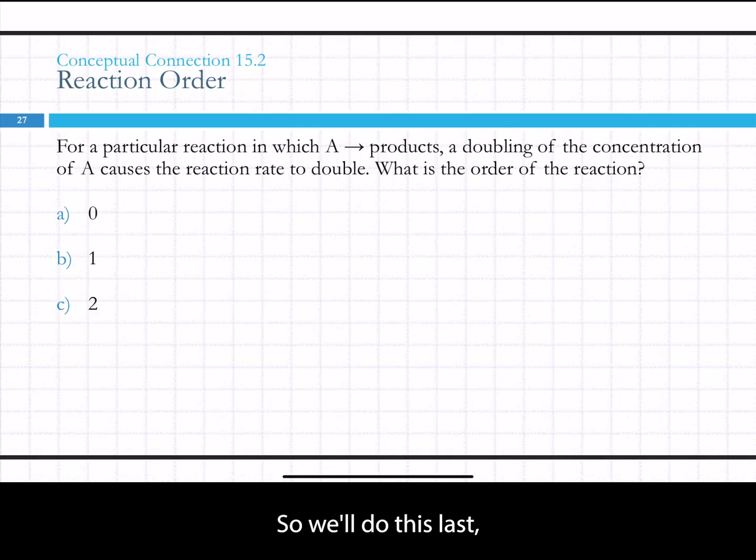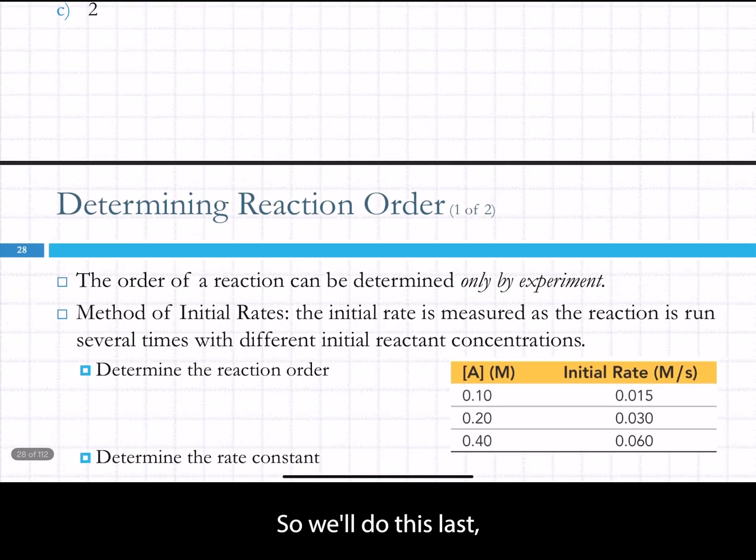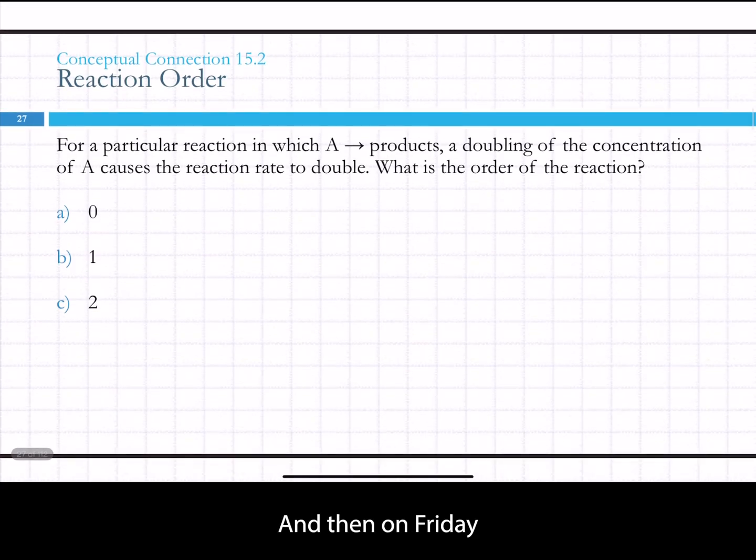Okay, so we'll do this last question, and then on Friday we talk about determining the reaction order. For a particular reaction in which A is converted into products, doubling the concentration of A causes the reaction rate to double. What is the reaction order? B, 1. Yeah, B.